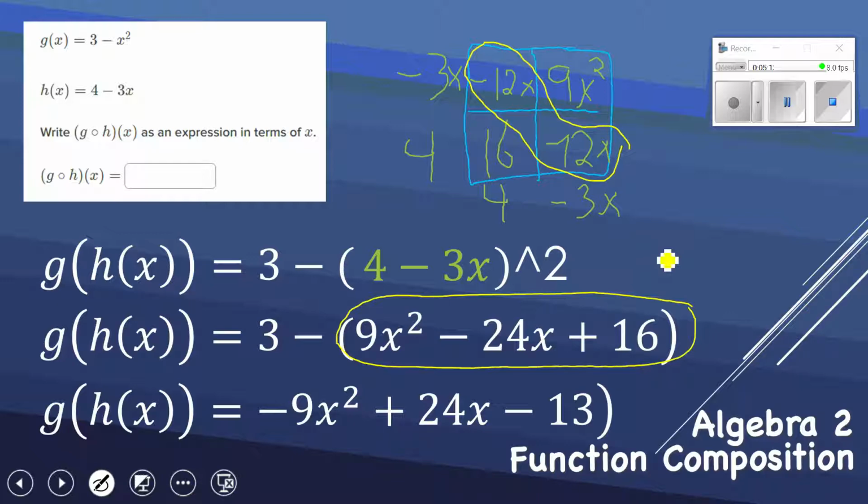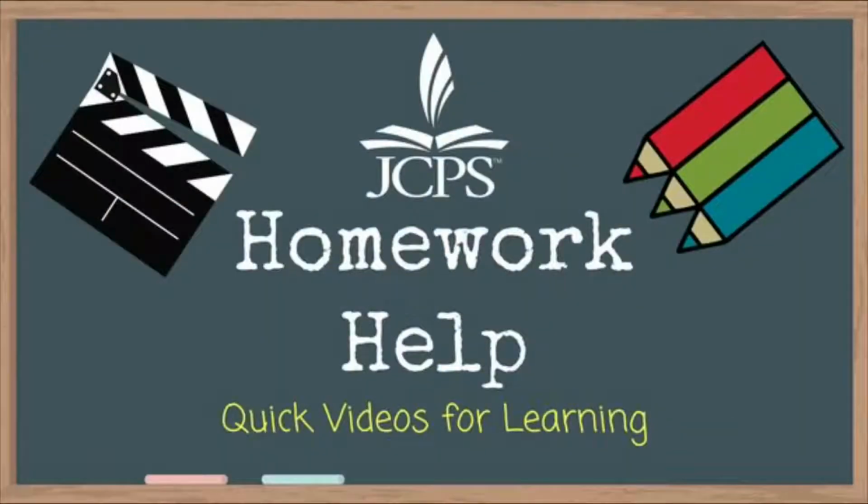In the next video, we'll be looking at more function composition. So we'll be looking more at domain and range and context. So please stay tuned.